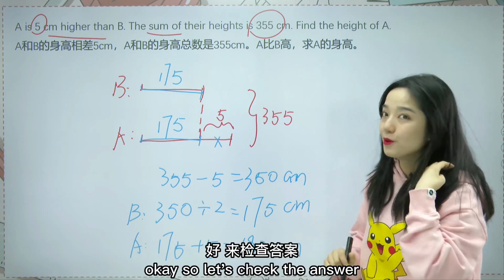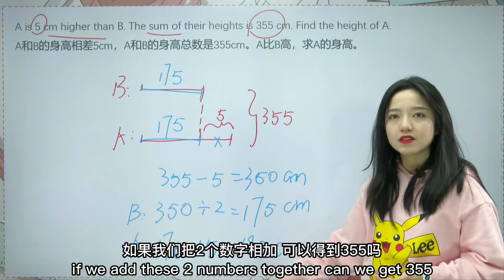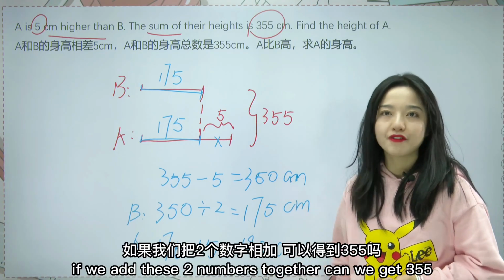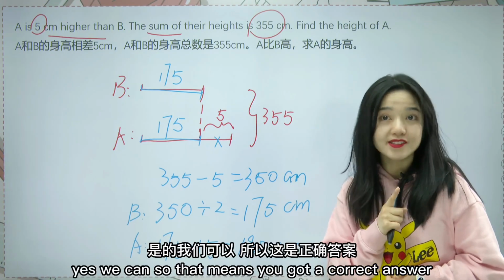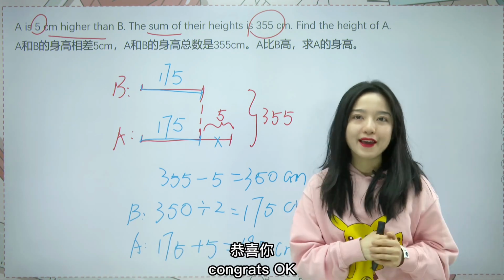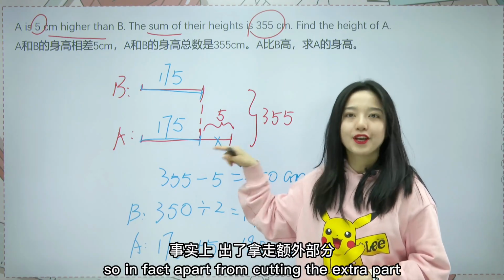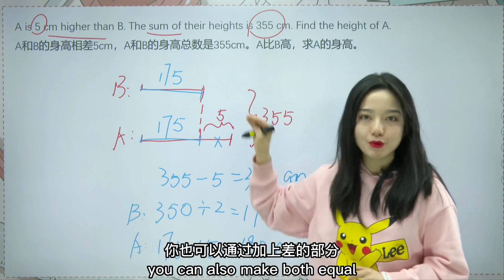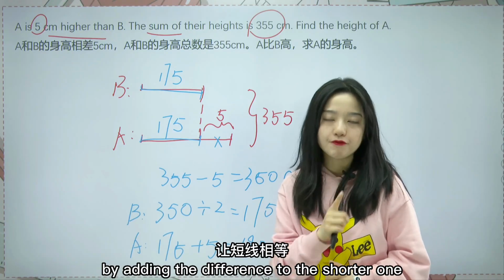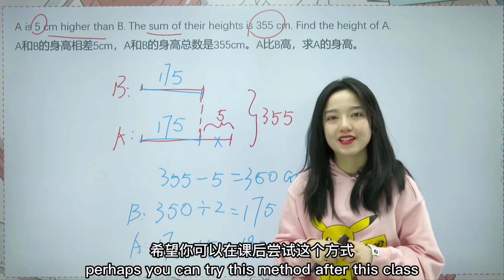Okay, so let's check the answer. If we add these two numbers together, can we get 355? Yes, we can. So that means you got the correct answer. Congrats! In fact, apart from cutting the extra part, you can also make both equal by adding the difference to the shorter one. Perhaps you can try this method after today's class.